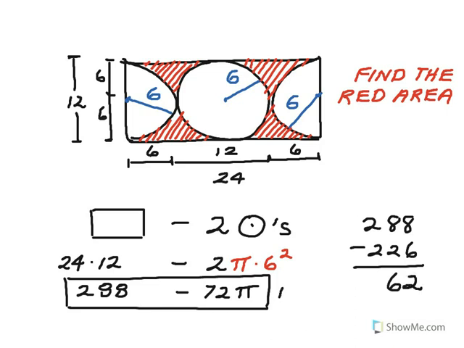Both of these, no matter whatever your units are, would be in square units, and it just depends on how you're asked to give your answer. So that's it for areas and circumferences of circles.